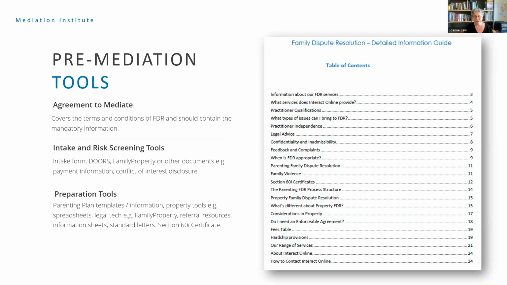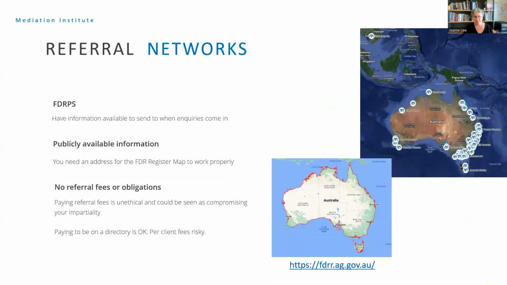Yeah. So with your referral networks, of course, the AG's department map, which is good. Now, if you are a practitioner, have you checked your listing? Are you showing up on the map and things like that? Mediation Institute's just about to launch a new member platform, which will see an update on what we have been using as our map, and there's other referral networks around.